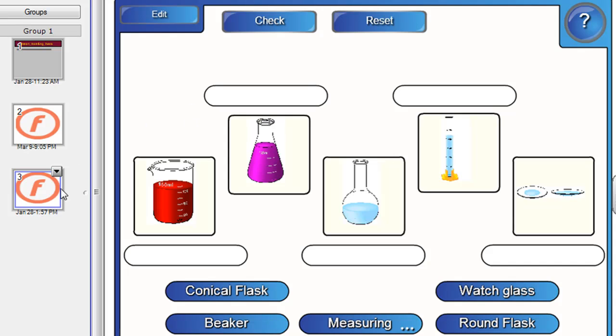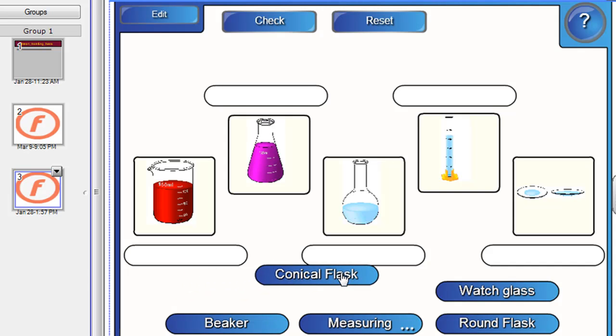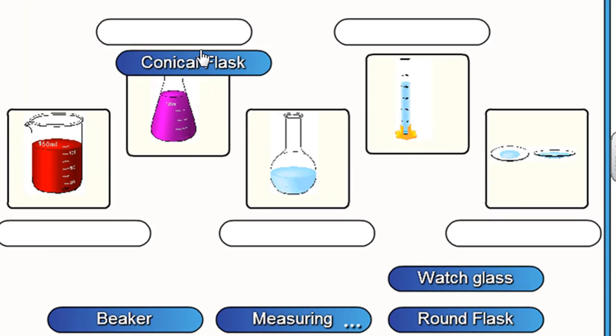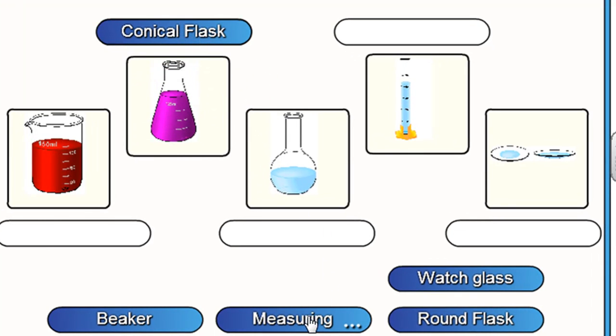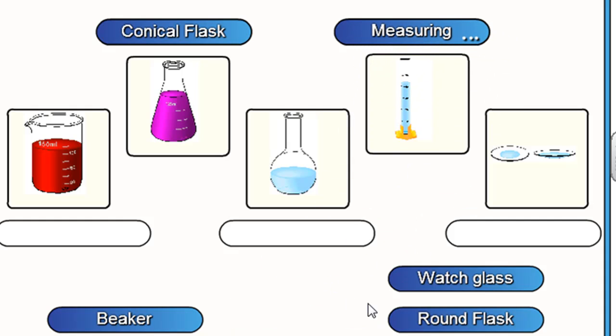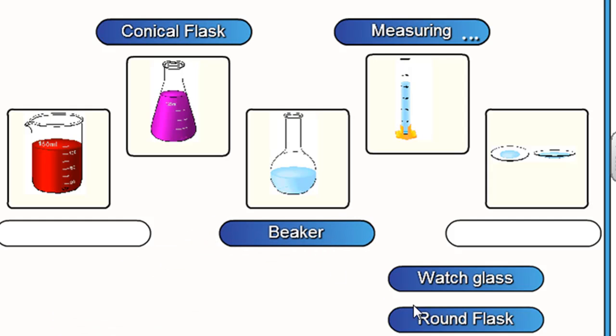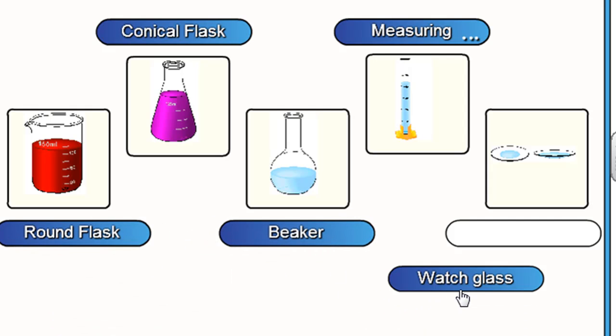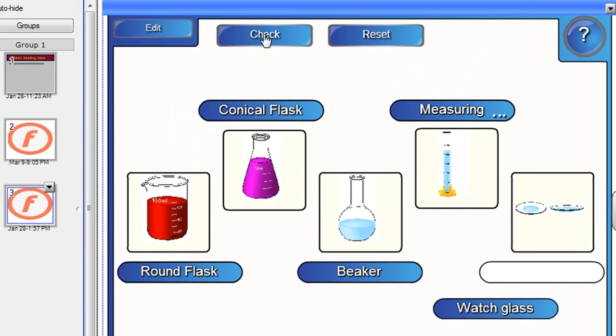When you click on slide 3, you'll see these different apparatus and some words down the bottom. So basically you've just got to drag the word into the correct place, and we'll say conical flask goes here. Measuring, see if you click on it, measuring cylinder will appear there. The word's actually too long, but it'll scroll through it, and we'll pop that up there. And then we might get a couple wrong, so I might say that's a beaker and that's a round flask, and I might leave the watch glass out completely, and then we'll check it.